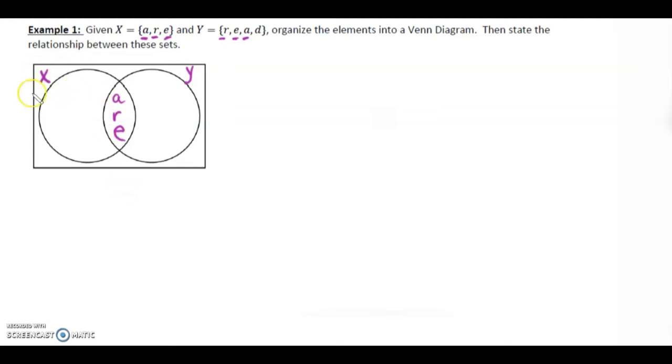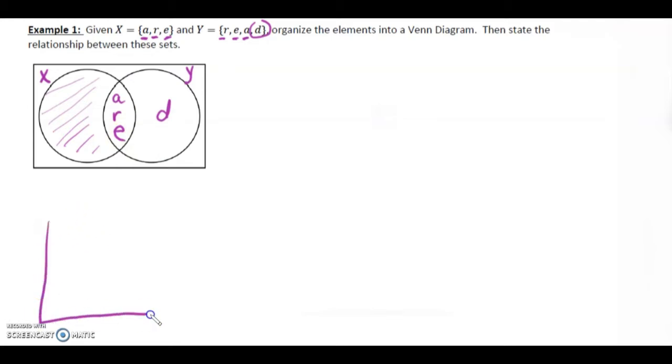Nothing in X is not also in Y. So the X-only region is not going to have anything in it. The only elements in X are A, R, E, and they're also in Y. However, the one element in Y that's not in X is D, so we can put that there.